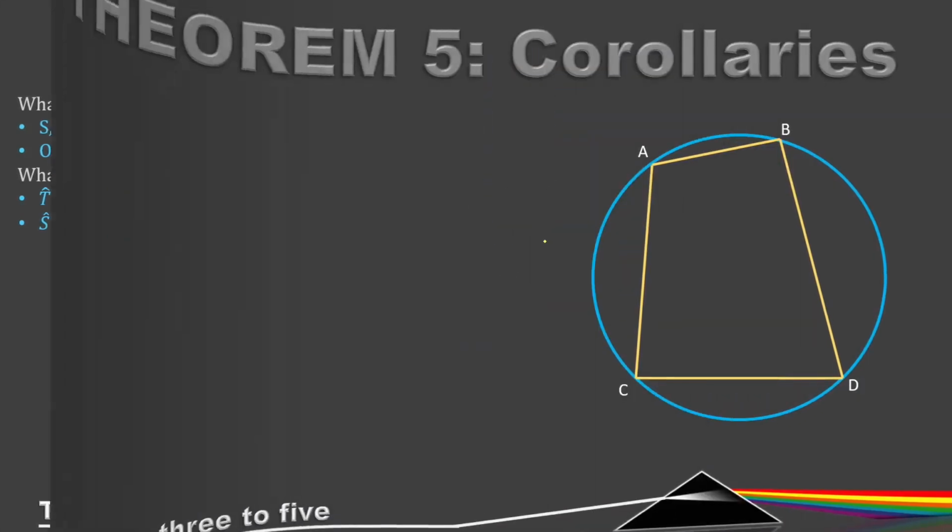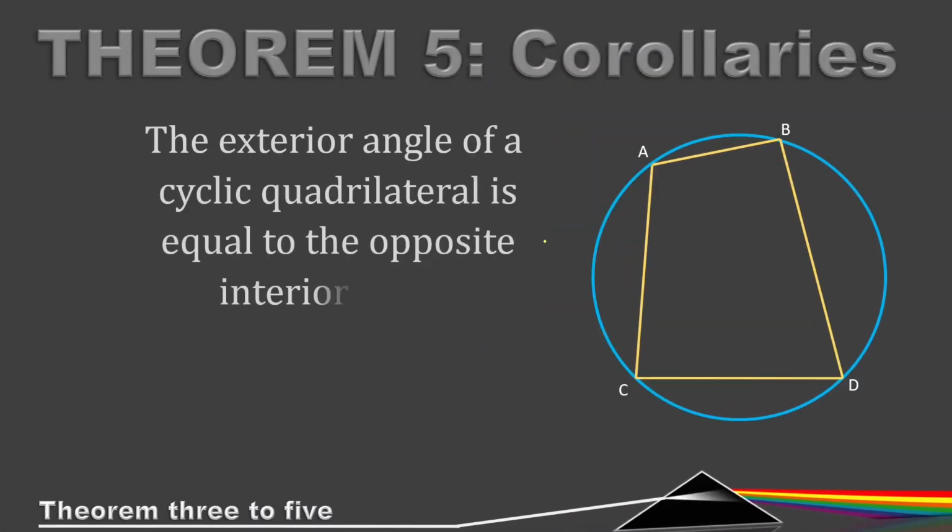Right, so now the corollaries. The exterior angle of a cyclic quadrilateral is equal to the opposite interior angle. So what happens is, if I extend this line, then an angle over here forms. These two angles are angles on a straight line, and angles on a straight line add up to 180. So angle C plus this angle will add up to 180, but also we know that the opposite angles of a cyclic quad add up to 180. And this then means that that angle over there must always be equal to B. So the exterior angle of a cyclic quad is equal to the opposite interior angle.